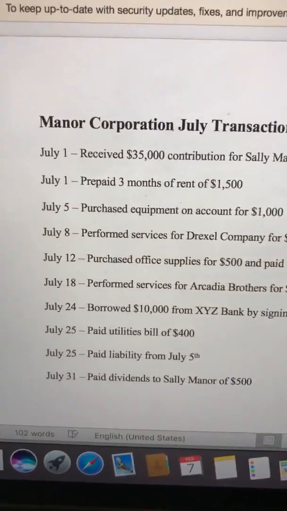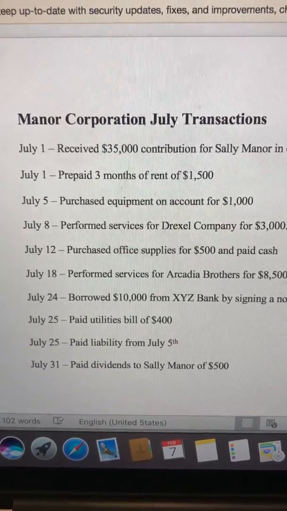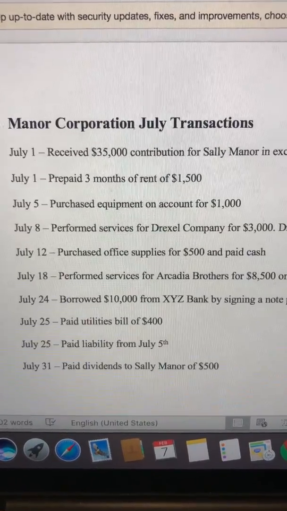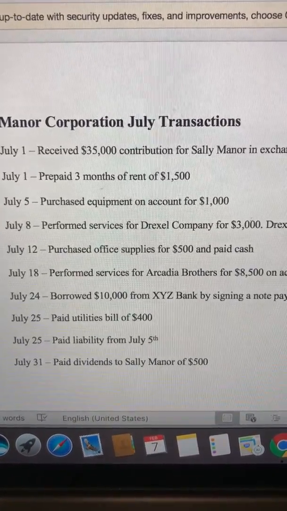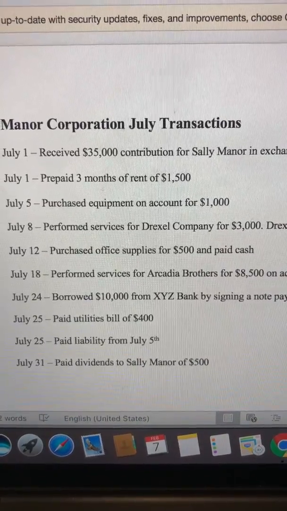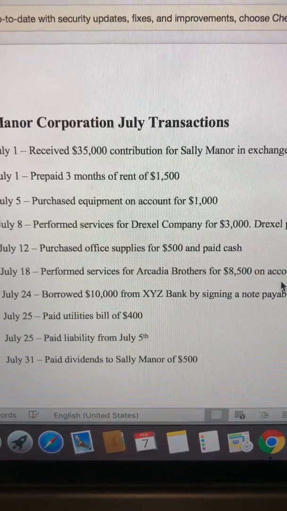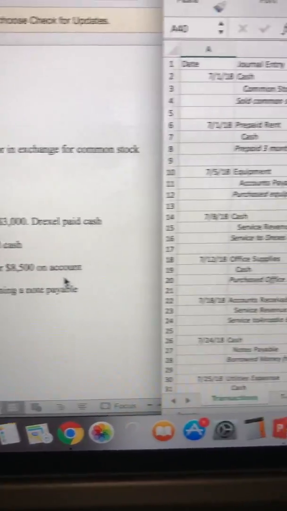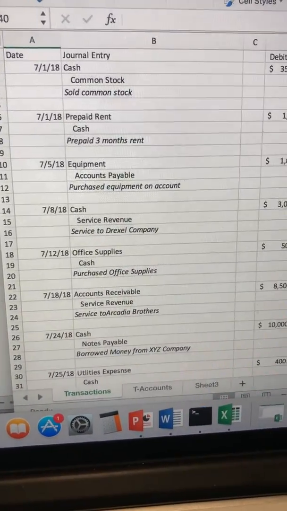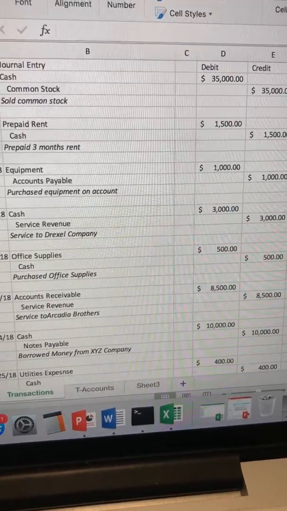July 24th is a little confusing because it's a liability that's increasing. You're taking out a note, you're taking out a loan, and you're getting cash with it. So you're getting cash going up, a debit, but instead of accounts payable, it's specifically a notes payable. So that's what we did there with the credit, liability going up.